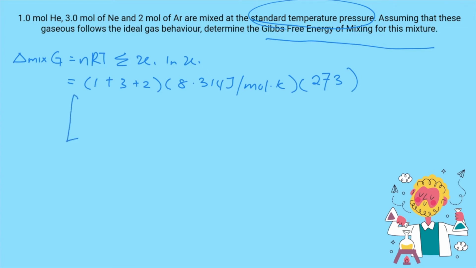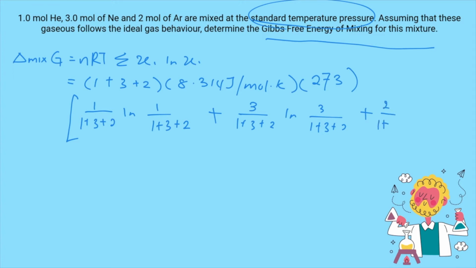Because we have 3 different gases, the first one is helium, so 1 over 1 plus 3 plus 2 ln the same value, 1 over 1 plus 3 plus 2. Plus for neon, you have 3 over 1 plus 3 plus 2 ln the same thing. And lastly we have argon, which is 2 mole, so 2 divided by 1 plus 3 plus 2 ln the same thing.